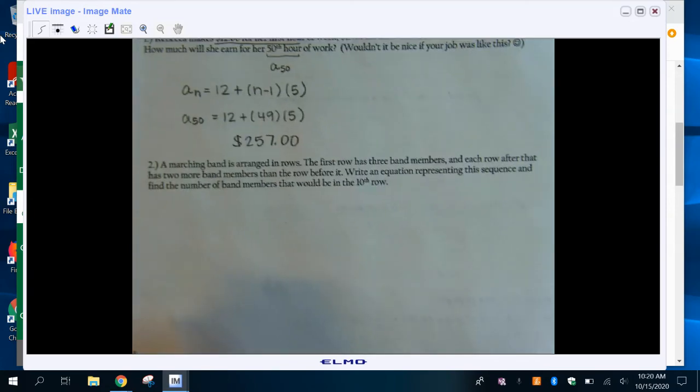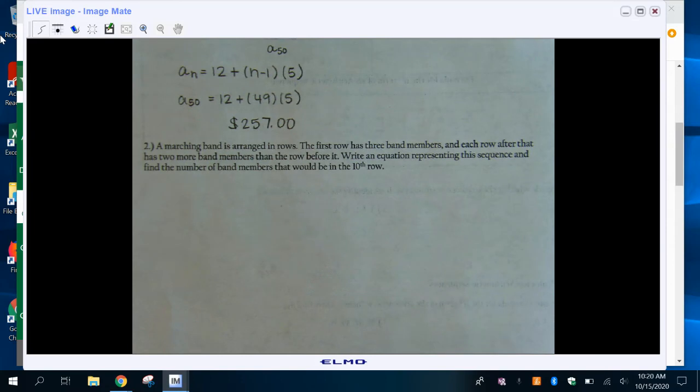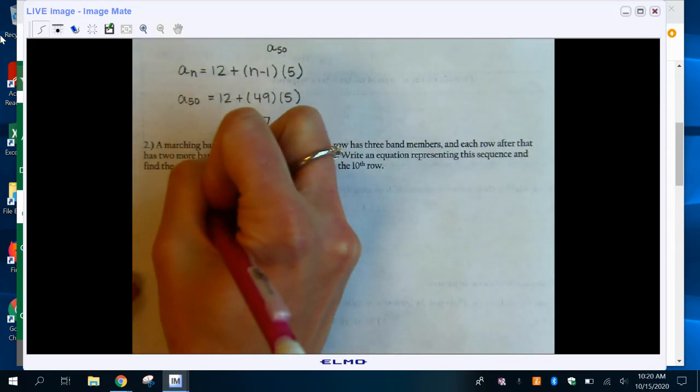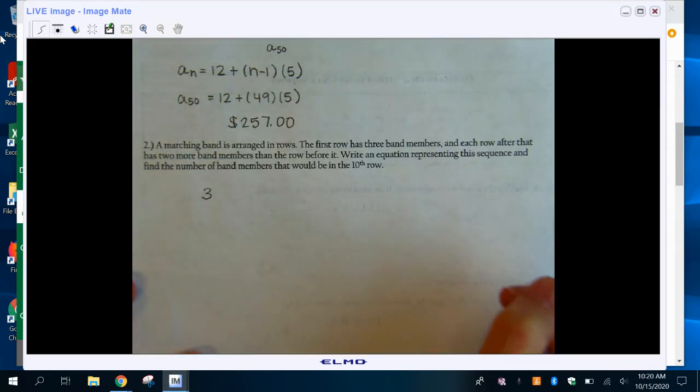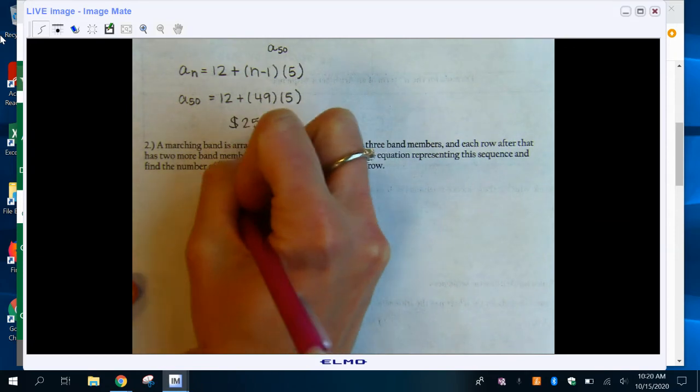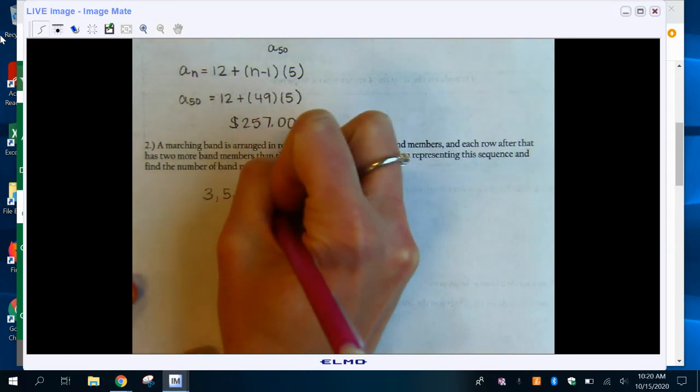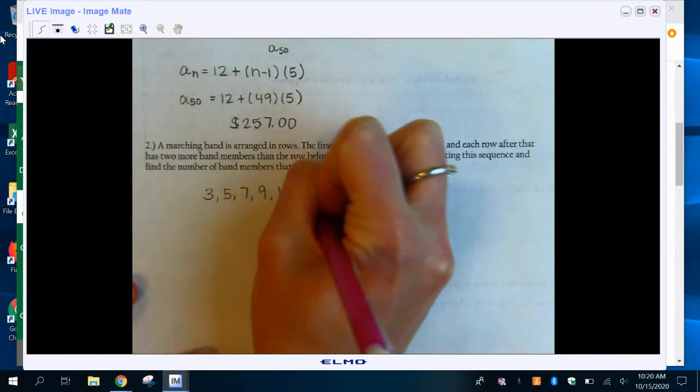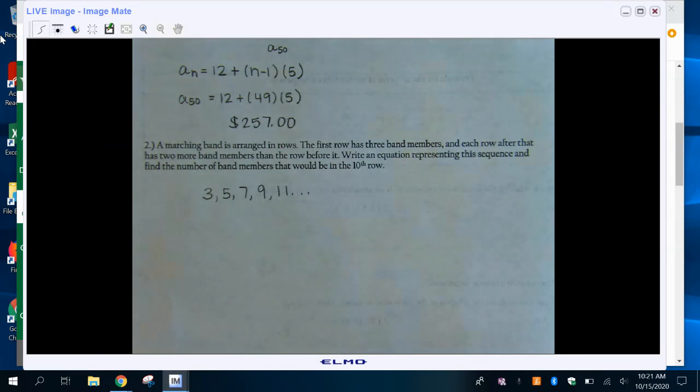So now let's look at this one. A marching band is arranged in rows. The first row has 3 band members. The next row after that has 2 more than the row before it. So this would be my pattern right here. The first part is to write an equation representing this sequence and then find the number of band members that would be in the 10th row.